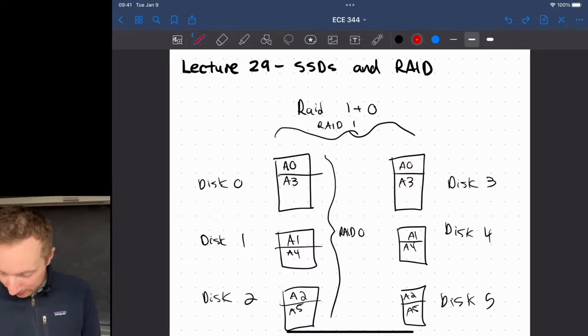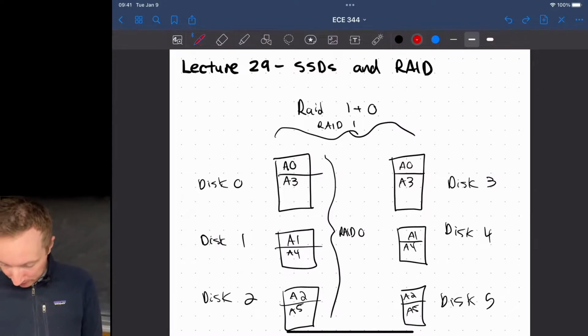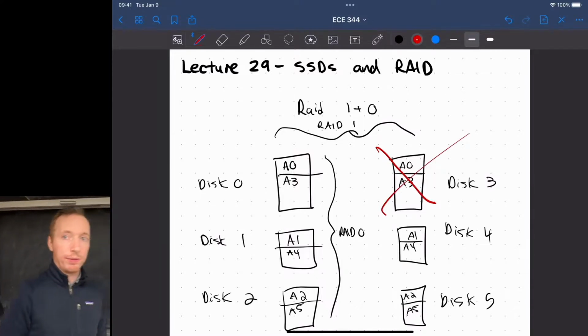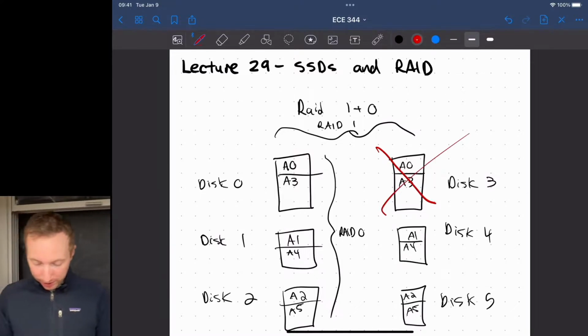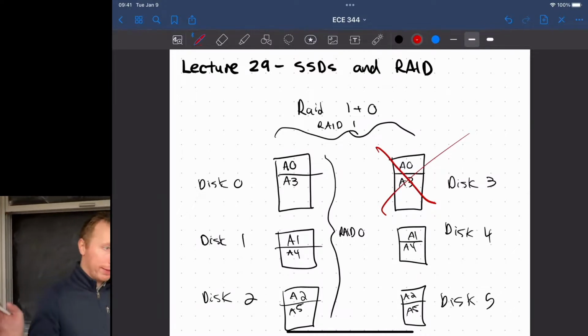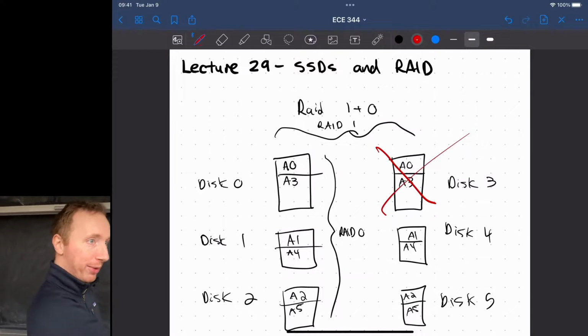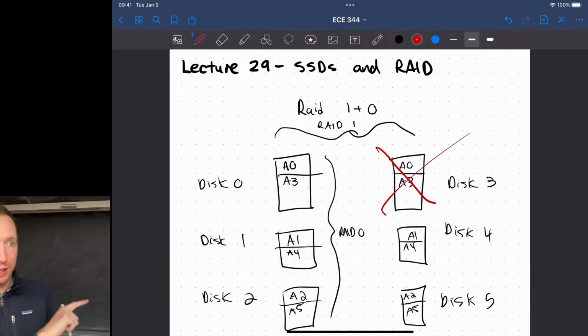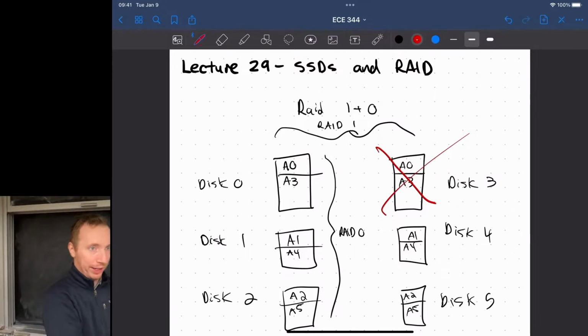So why is that? Let's assume disk 3 dies. So disk 3 is dead. Well, essentially my danger zone, if you want to think of it that way, is I only can't lose disk 0, because now disk 0 is my only copy of A0 and A3.